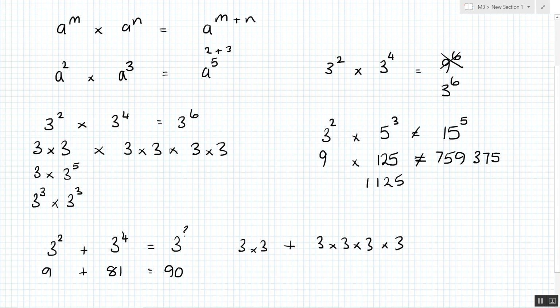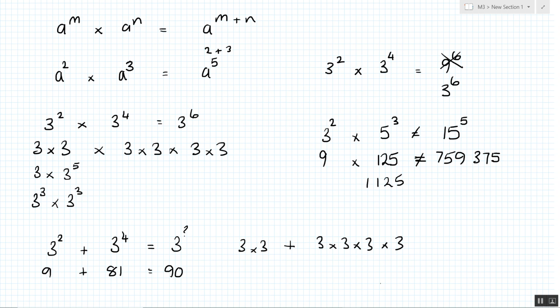And now, Thomas said BODMAS, however you want to pronounce it, what gets done first? The multiplication bits. I have to do the multiplication before I do the addition. So I can't rewrite that as 3 to the power of something because I've got an addition separating the multiplications. So even though the bases are the same, if they're added or subtracted, I'm not going to be able to simplify. It's only when we have repeated multiplication.